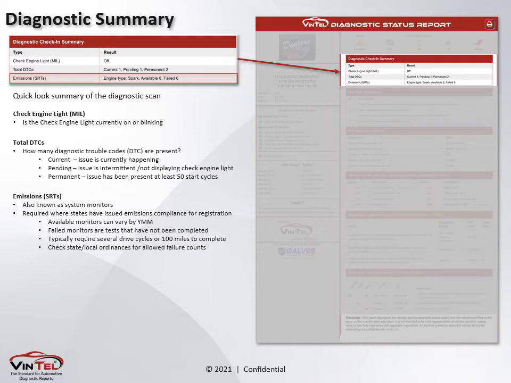Emissions information will be covered in detail later, but it's important to recognize that emissions laws vary by year, make, model, by state and local county ordinances. Be sure to understand the ultimate destination of the vehicle to make sure that it can pass emissions and be registered properly.